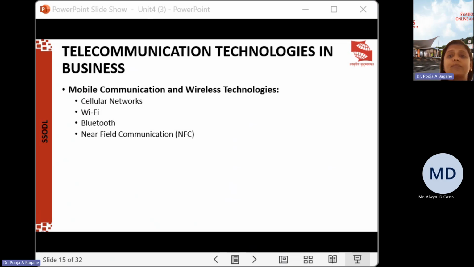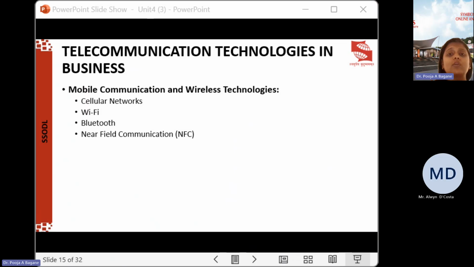Then the next is mobile communication and wireless technology. Mobile communication and wireless technology enables businesses to stay connected and productive while on the go. There are different key features like cellular networks, Wi-Fi, Bluetooth, and NFC, that is near field communication, are also there. Cellular networks provide wireless communication services to mobile devices, for example, smartphones and tablets.